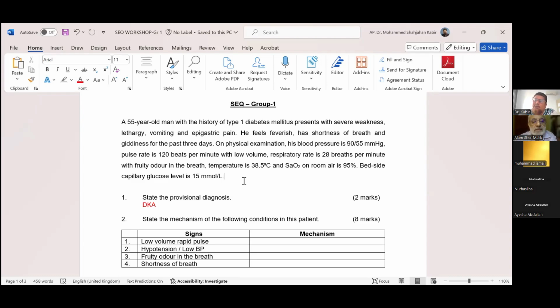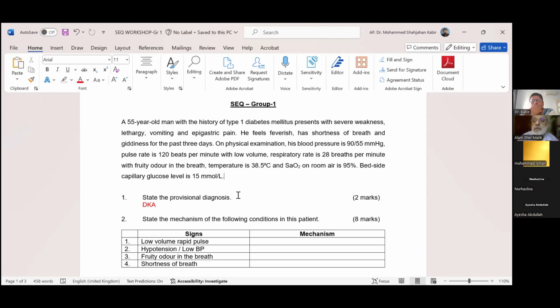Once we say that we suspect the diagnosis of DKA in this patient, then they have to explain the low volume rapid pulse in relation to DKA. They have to explain the fruity odor in respect to DKA. They have to explain the shortness of breath. You see, the big problem with SEQ is dependent questions.